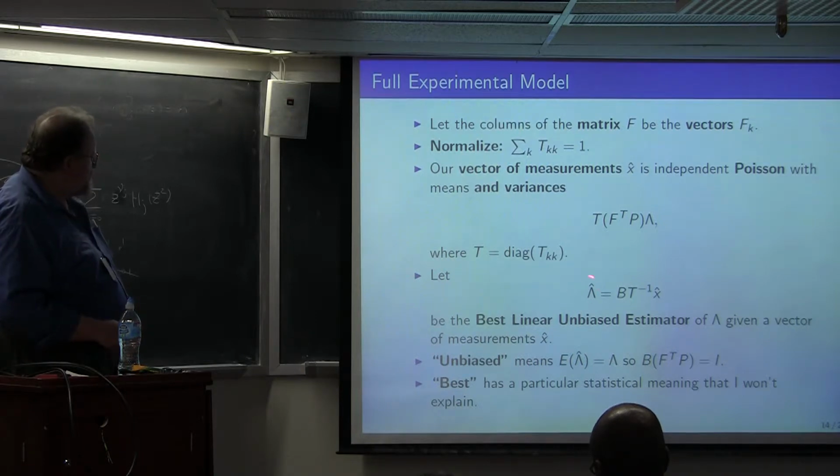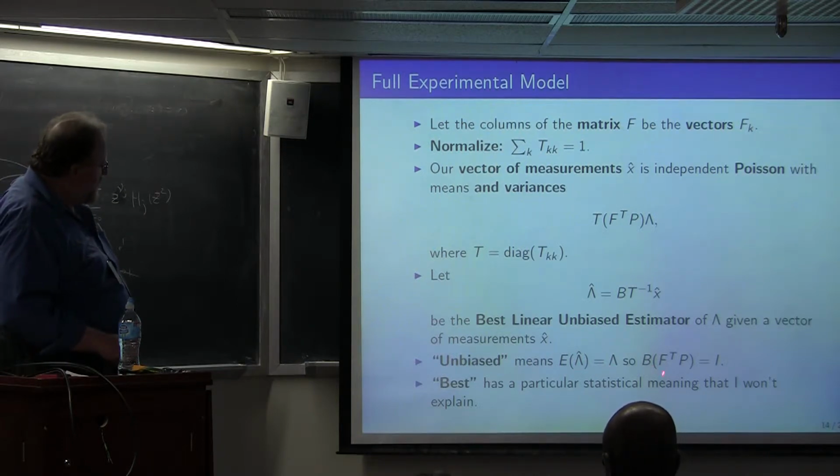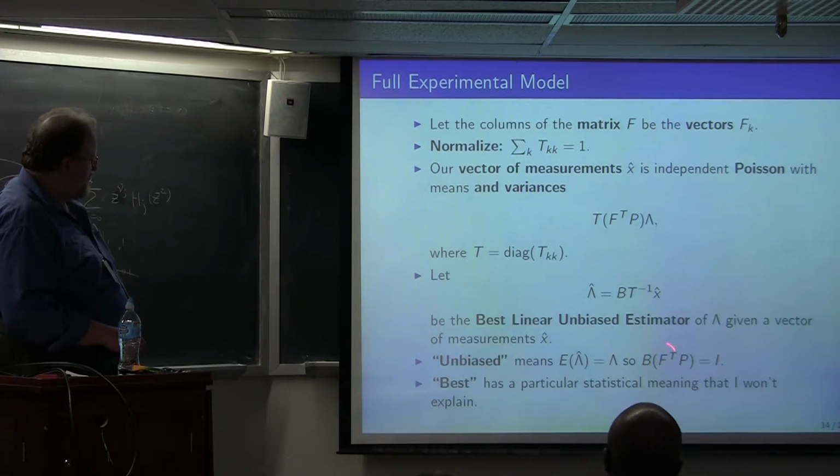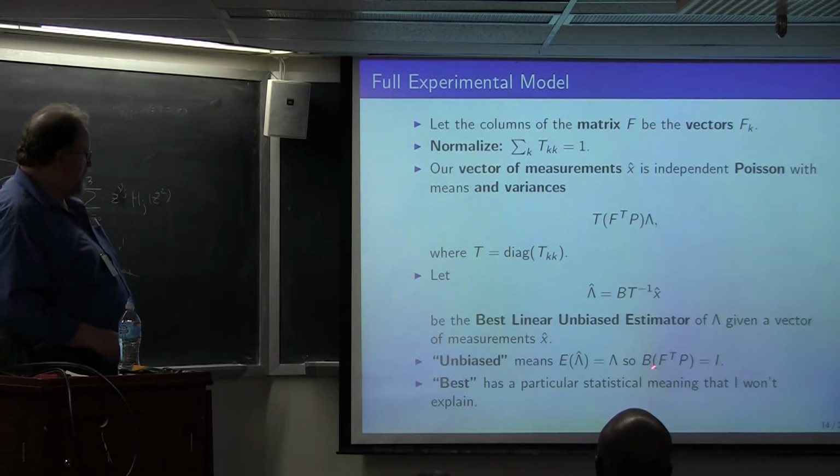And so then we let our estimate, lambda hat, be, first we undo the P, and then we have a matrix B here. Now we need to find B too. And this is the BLUE estimator: best linear unbiased. Unbiased means that the expectation of lambda hat has to be lambda. So B has to be a left inverse of this matrix F^T P, and the product is the identity. So this is the constraint. We control F. P is fixed.